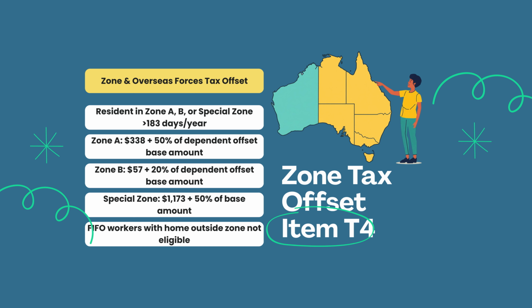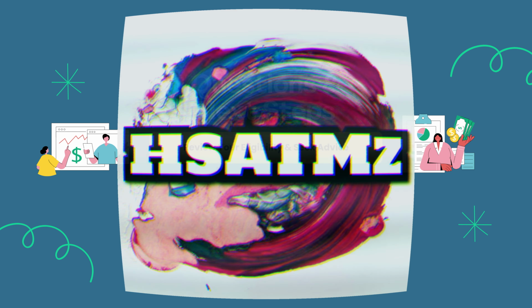If a client is a fly-in fly-out worker who spends 8 months of the year at a mine in a remote zone, but their permanent family home is in a non-zone city like Brisbane, they are completely ineligible for this offset. For those who do qualify, the offset amount varies depending on whether they are in Zone A, Zone B, or a special zone, and is increased if they have eligible dependents.